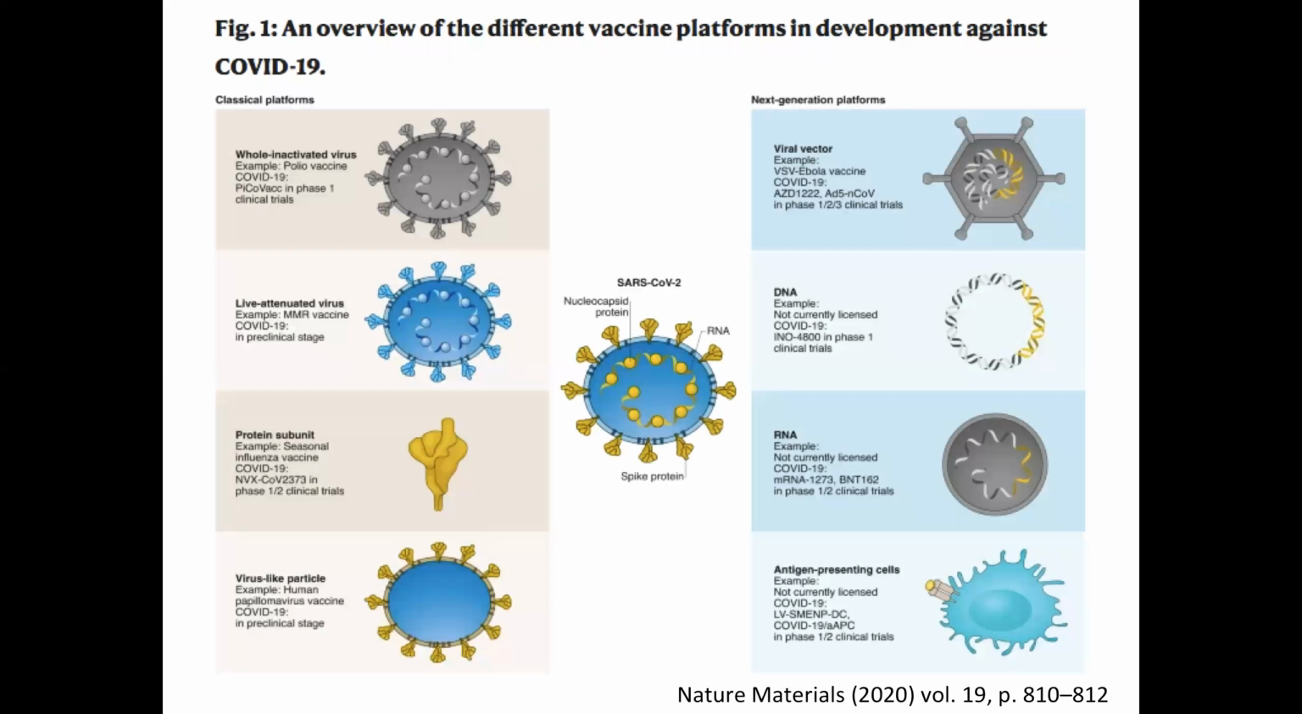This slide provides an overview of these platforms. On the left are some of the classical platforms, which are, again, whole inactivated virus. We have an example prior with polio vaccine, live weakened or attenuated virus, which is measles, mumps, and rubella, and then the protein subunits, which are used for the flu vaccine. On the right side here is an overview of the next generation platforms. These can be DNA or RNA that is encapsulated in these lipid nanoparticles, or they can be that same material encapsulated in a different virus, and that's what's used as a delivery system.